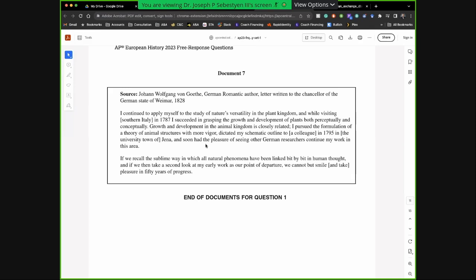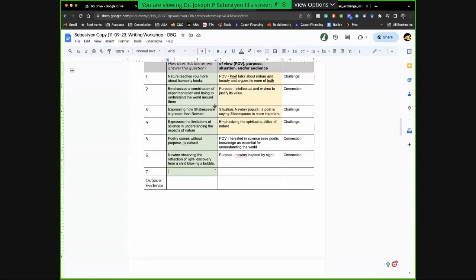I pursued the formation of a theory of animal structures with more vigor, dictated my schematic outline to a colleague in 1795 in the university town of Jena, and soon had the pleasure of seeing other German researchers continue my work in the area. If we recall the sublime way in which all natural phenomena have been linked, bit by bit, in human thought, and if we were to take a second look at my early work as a point of departure, we cannot but smile and take pleasure in my 50 years of progress. Document 7 writes about his own personal scientific investigations.